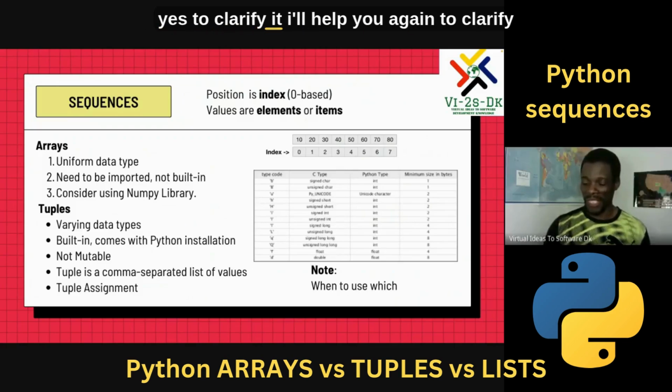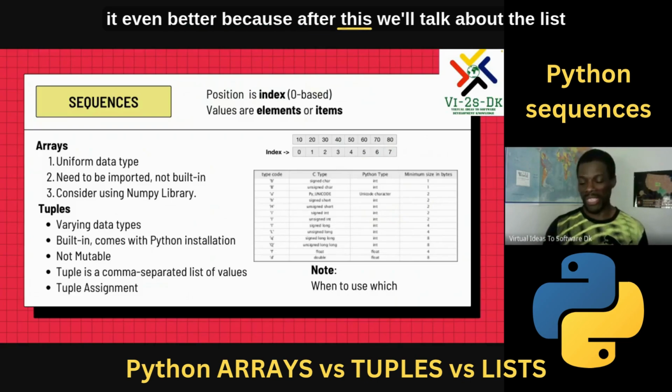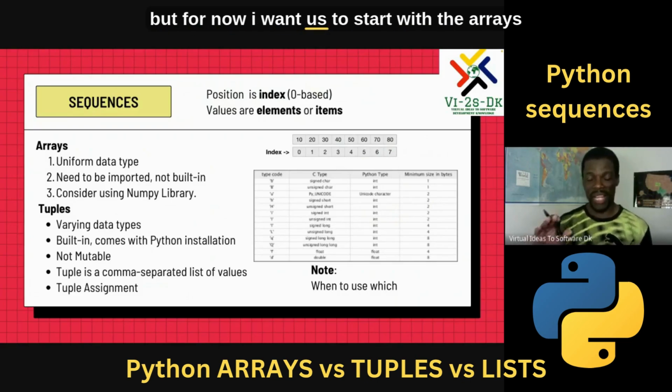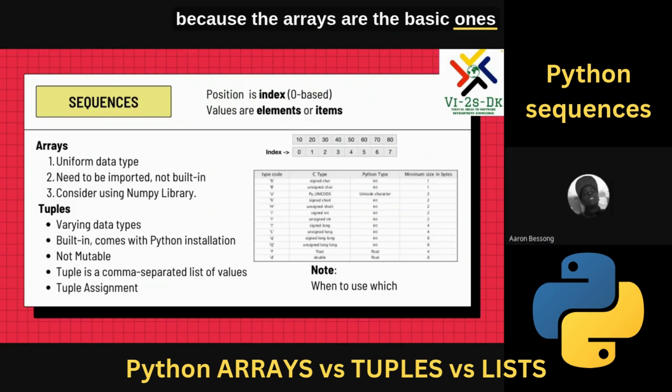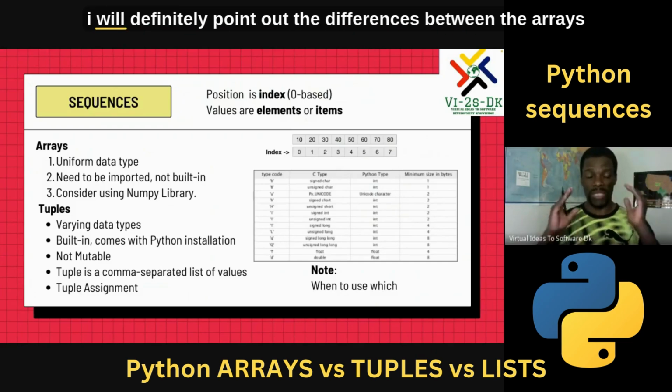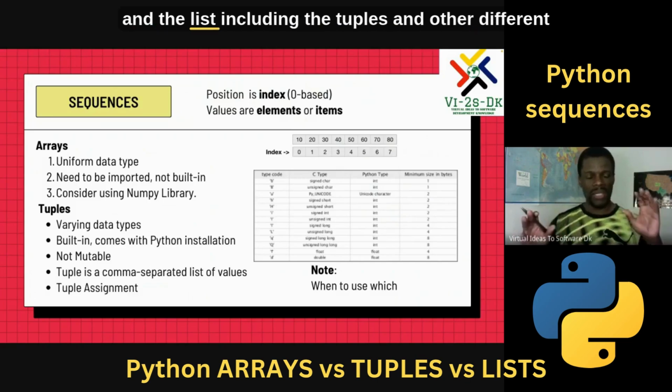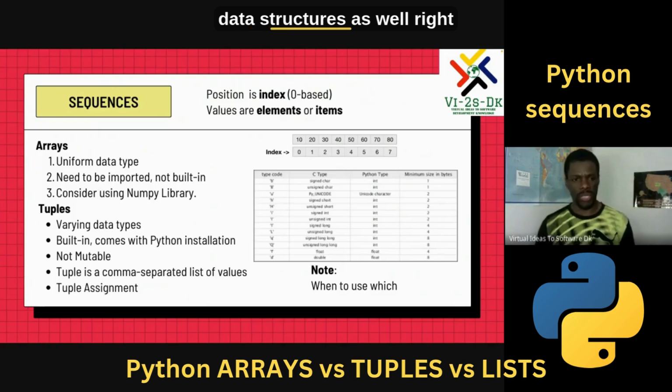Yes, I'll help you clarify it even better, because after this we'll talk about the list. But for now, I want us to start with the arrays, because the arrays are the basic ones. Once we understand the array, when we get to the list, I will definitely point out the differences between the arrays and the list, including the tuples and other different data structures as well, right?